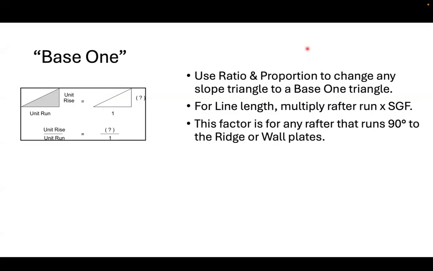And for this one, with the base 1, it's for any rafter that's at 90 degrees to the ridge or to the wall plate. So not just a common rafter, but it can be a hip jack. It can be any of the valley cripples, anything that's 90 degrees. So we have our a squared, unit rise squared, plus our 1 squared from the base. And then remember to take the square root, and that gives us the SGF for 90 degrees.